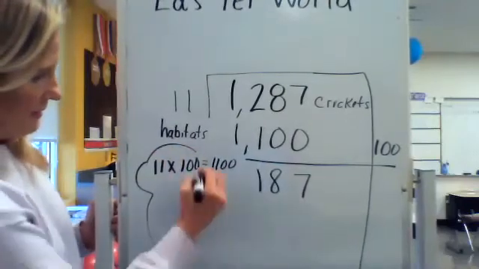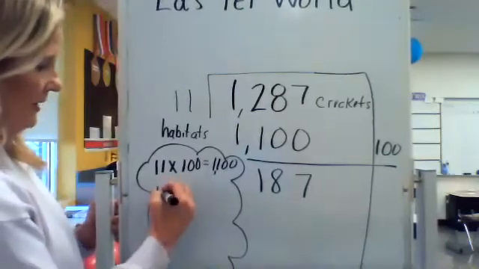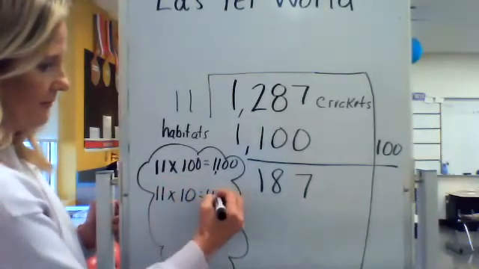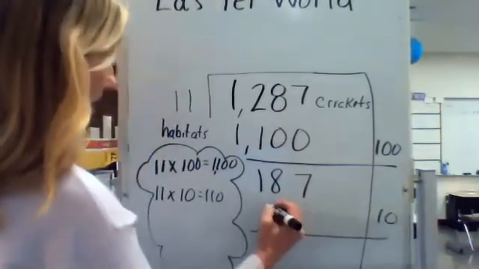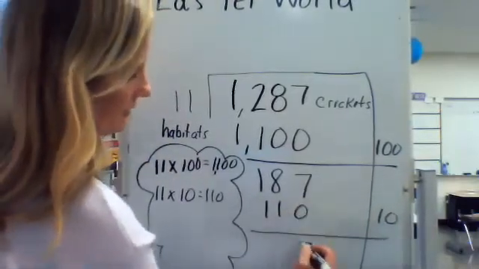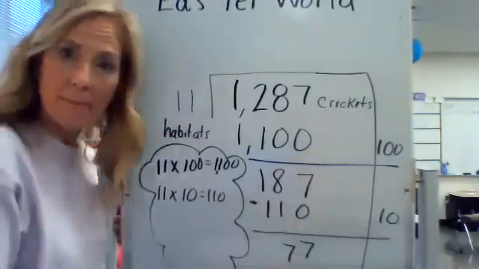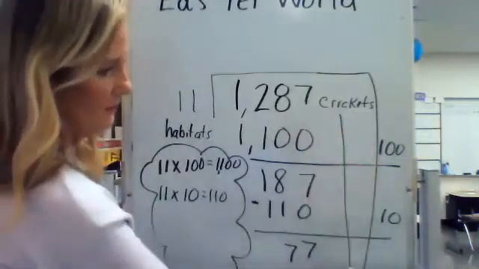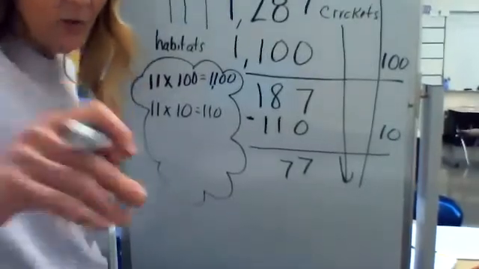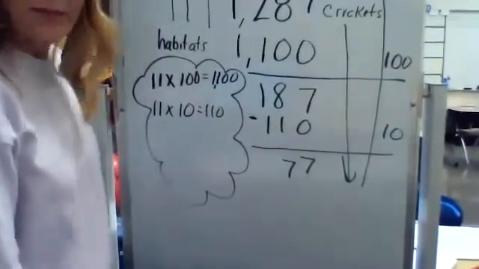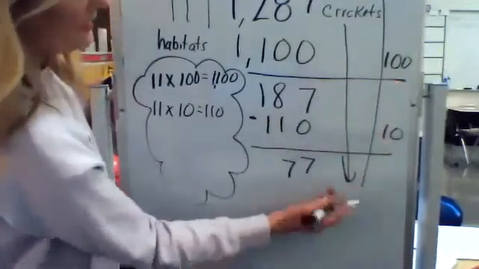Okay, here's my multiples. So 11 times 10, maybe. It's in the hundreds. We can always try that. 11 times 10 is 110. And I have 77 left. 77 what? Crickets. Remember, we're still talking about crickets. Keeping that in mind and understanding that will be super helpful, even when we get into fractions. You'll see. I have 77 left.